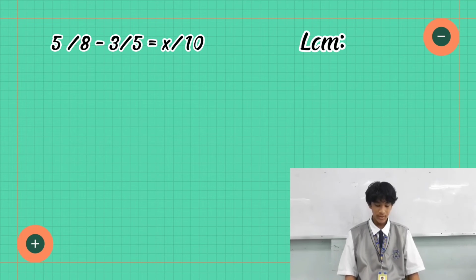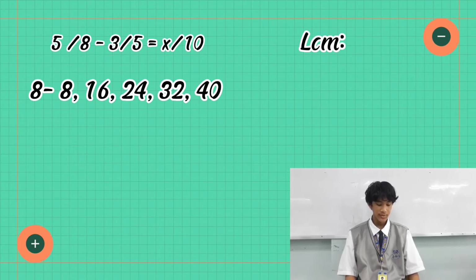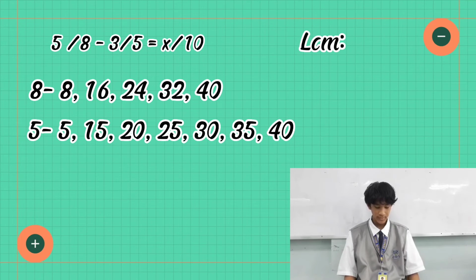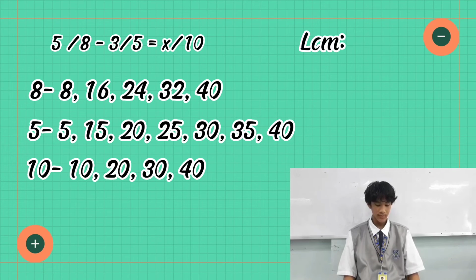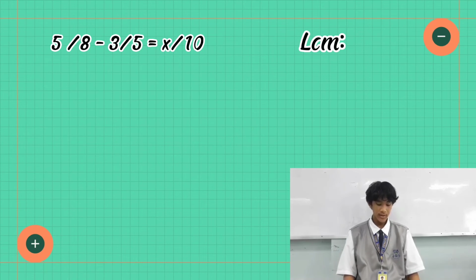The first denominator is 8. We have this 8, 16, 24, 32, and 40. Then our second denominator is 5. So 5, 15, 20, 25, 30, 35, and 40. And our last denominator is 10. We have this 10, 20, 30, and 40. So our LCM is 40.